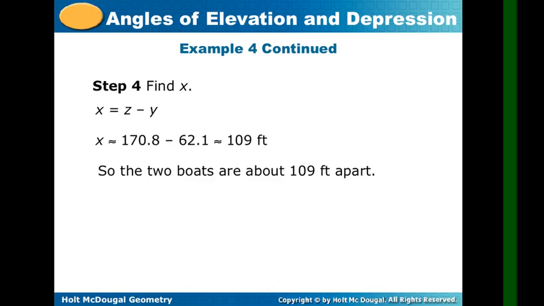Is that exactly 109? So we have 170.8 minus 62.1. That's equal to 108.7. Round off to nearest feet or foot. So whole number, so we have 109 feet is the distance between the boat A and boat B.